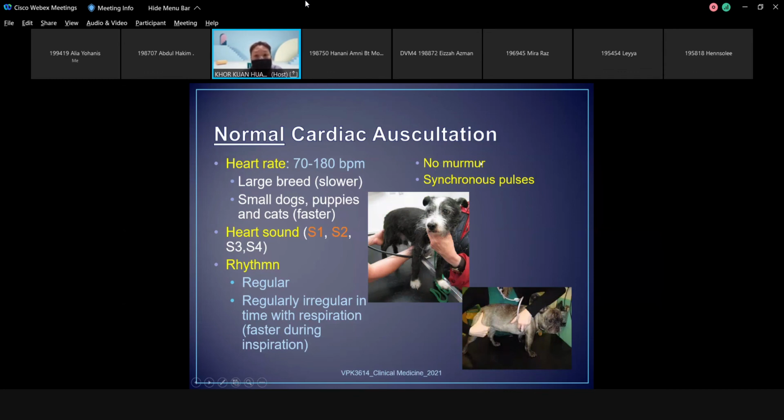A murmur means they have got a problem already. We don't want to get an arrhythmia. We don't want to have an irregular rhythm. So if you get that, then you know that there's something wrong already.